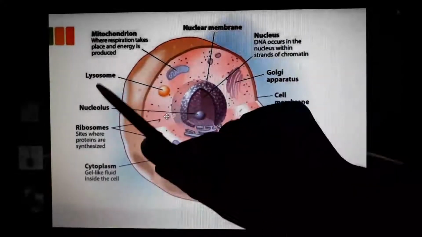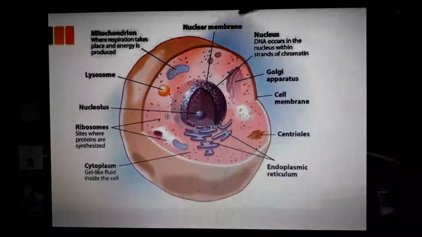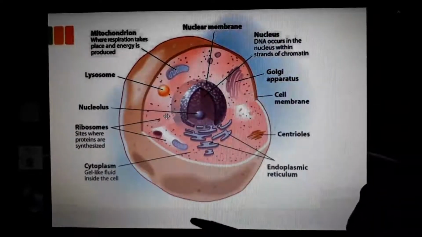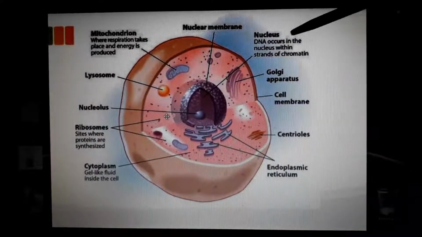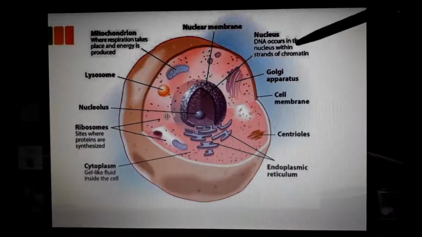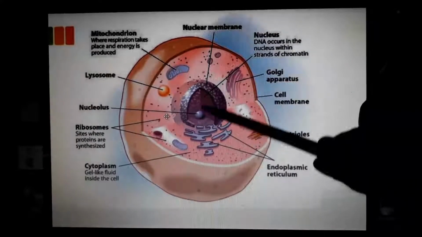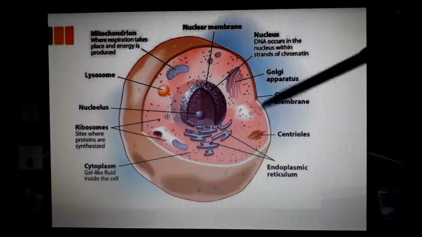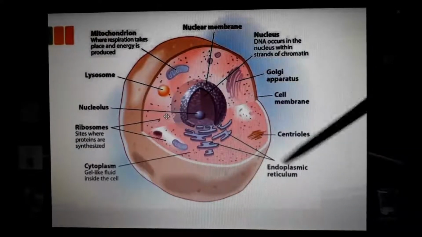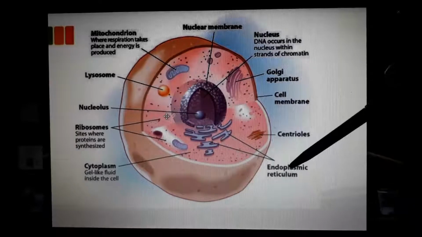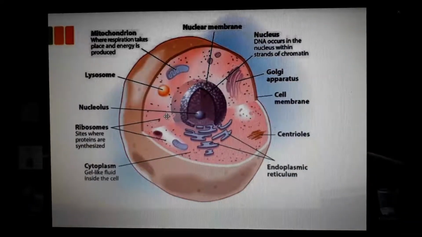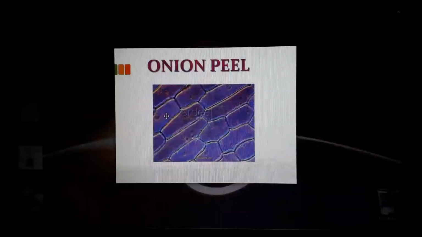Nucleus, lysosome is there. Nuclear membrane, the outermost part of the nucleus, is called the nuclear membrane. DNA occurs in the nucleus within strands of chromatin. So chromosomes and all are inside this cell membrane. You know what this is? Centrioles and endoplasmic reticulum, or ER. These are also important parts of the cells. We will study all these parts in detail in this chapter.